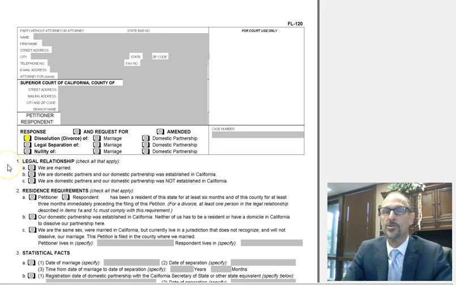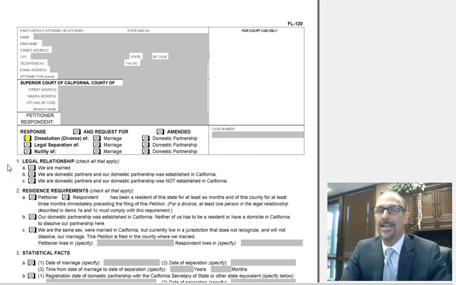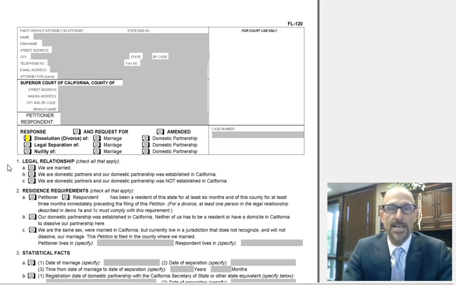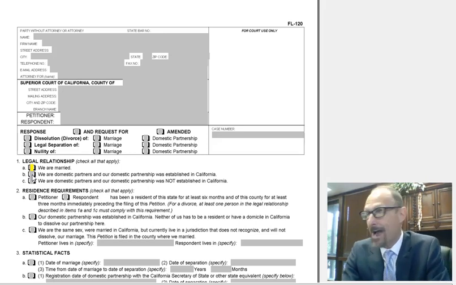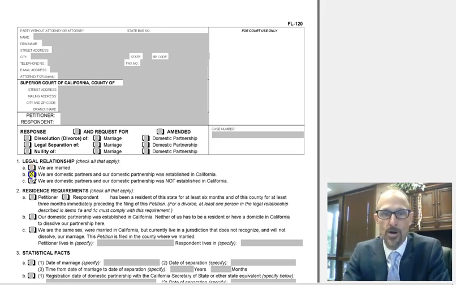Then we move down to legal relationship. It's number 1, legal relationship. If you are married, you're going to mark the "we are married" box. If you're a domestic partner in a domestic partnership that was established in California, you're going to mark B. If you are in a domestic partnership that was not established in California, you're going to mark C.